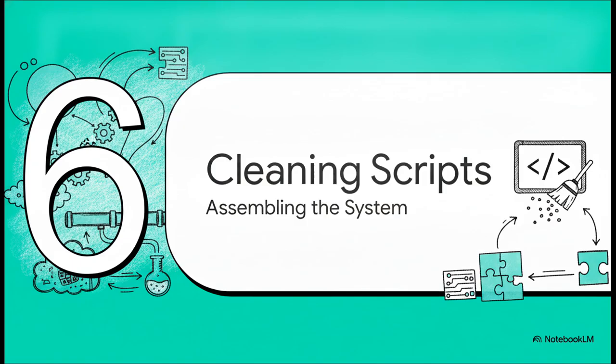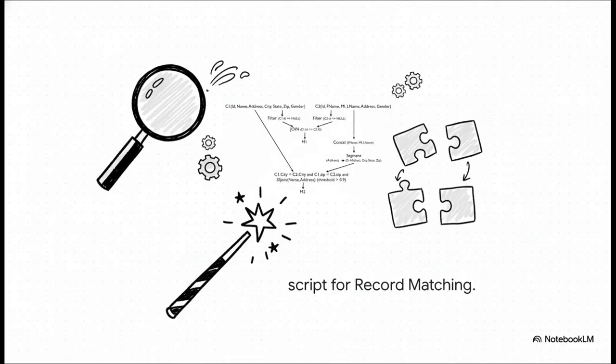Finally, Section 6, building data cleaning scripts. This is where we assemble the system and bring it all back to the engineering level. This is where the magic really happens. When you build a custom script for record matching across two customer databases, you can see how standard relational operators and our new data cleaning operators just beautifully snap together.